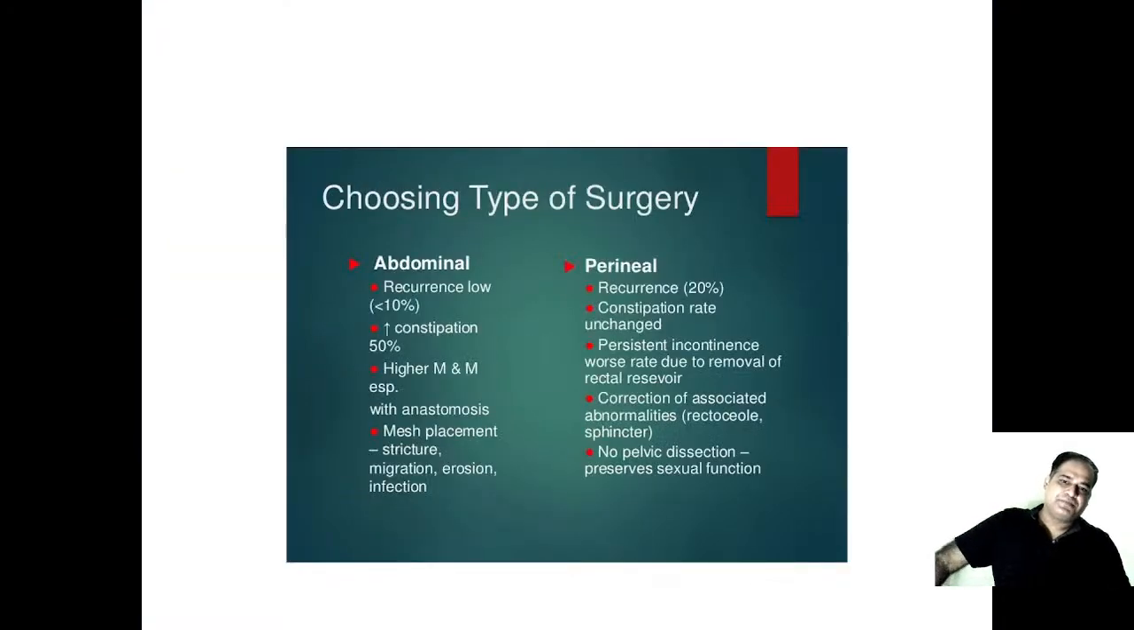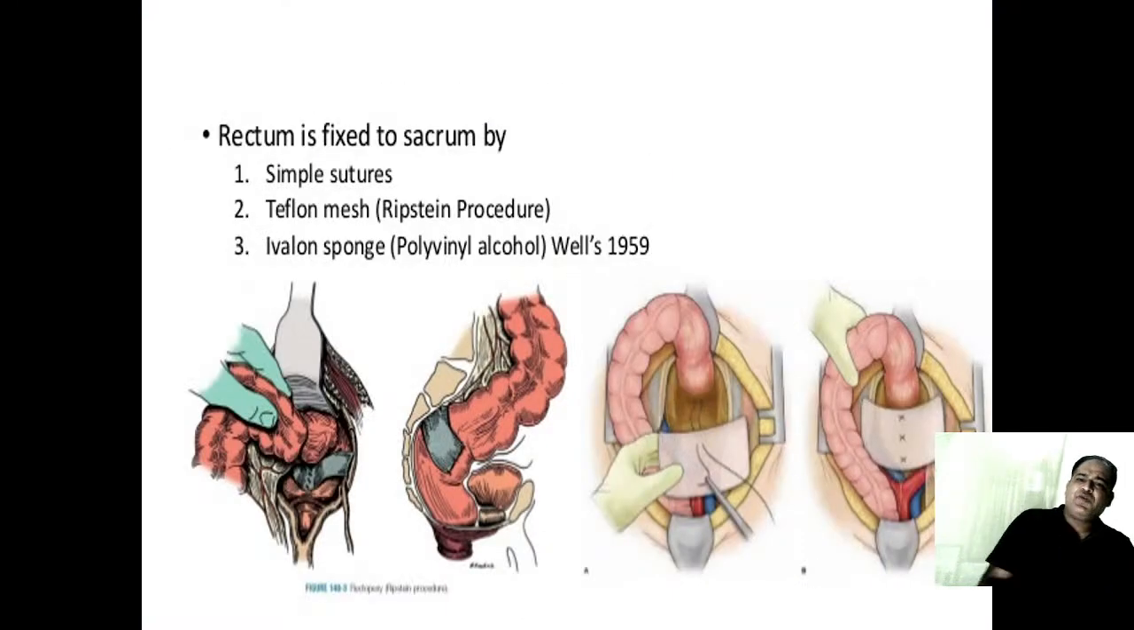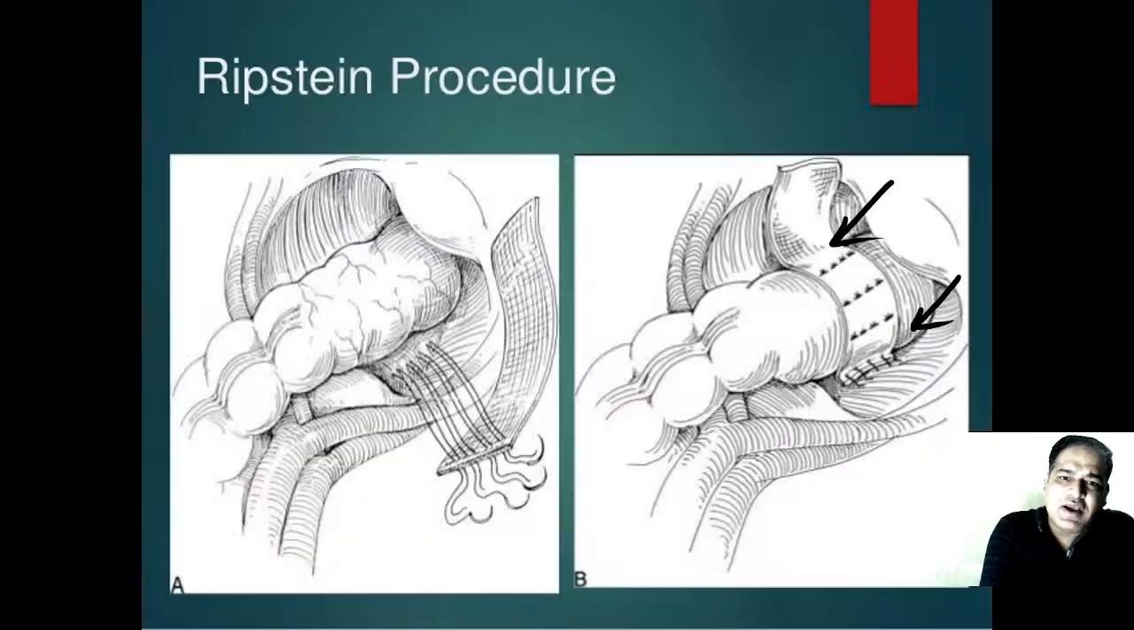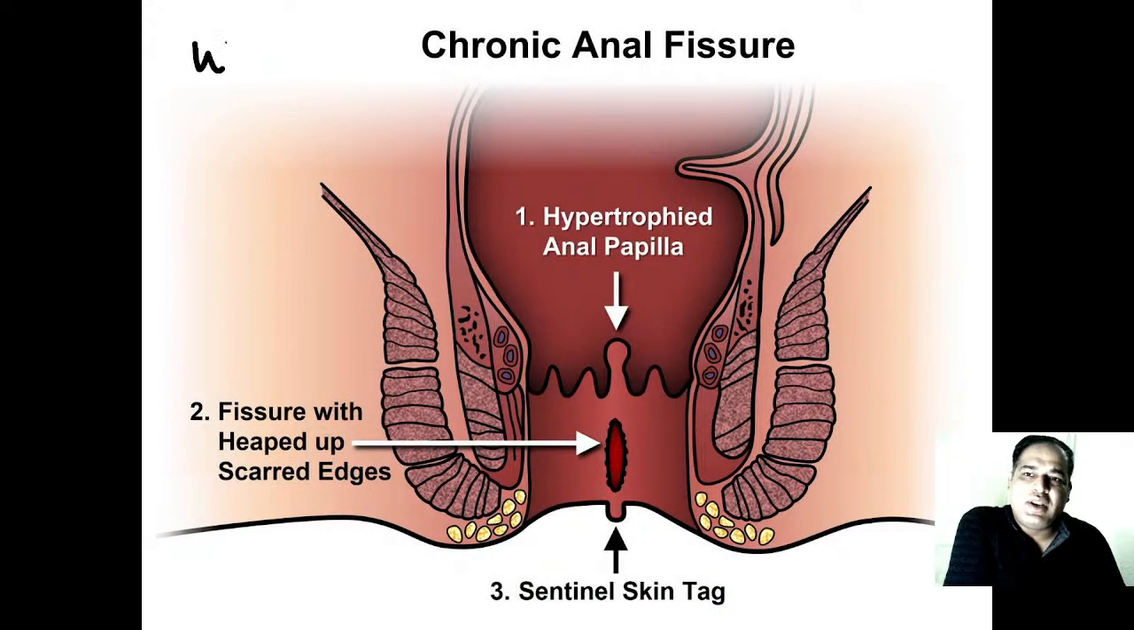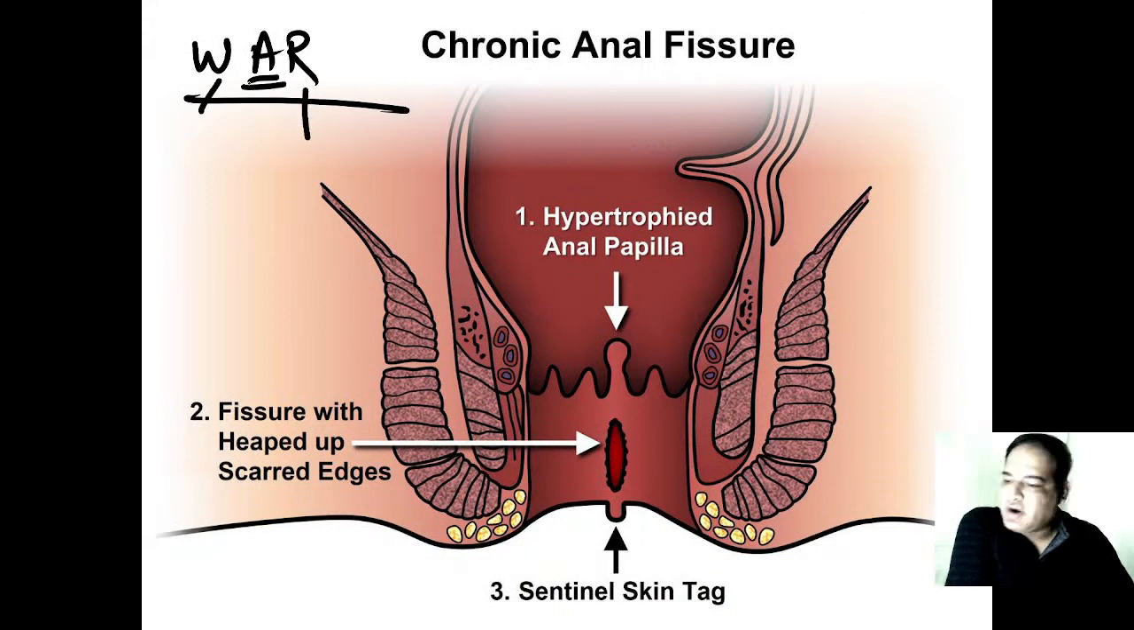Fine. One thing is this. Second, if you don't want to remember too much, just remember this much, that for young people we prefer abdominal surgeries, for elderly people we prefer perineal surgeries. And remember the mnemonic: VOR, well, Ripstein, and A for abdominal.